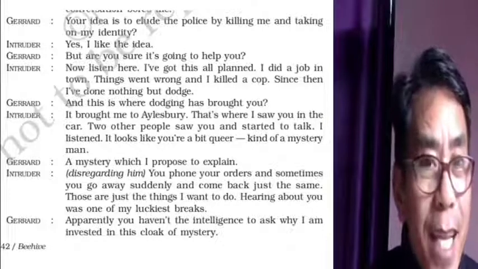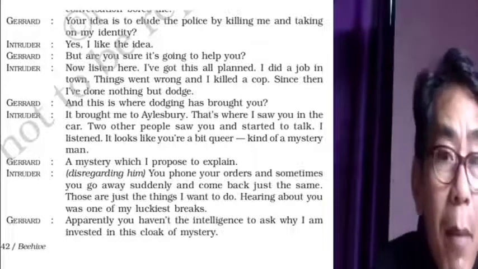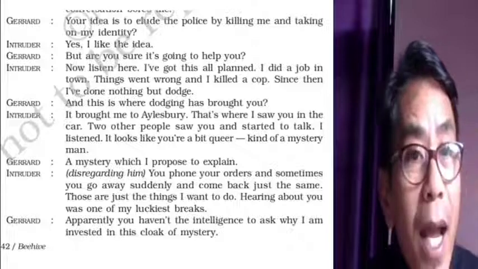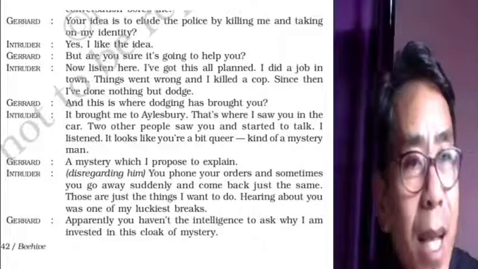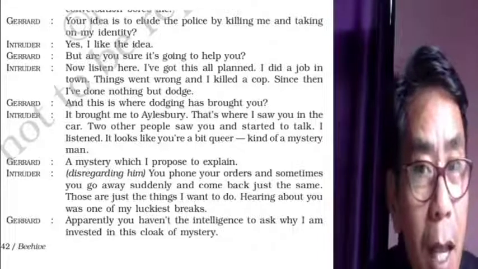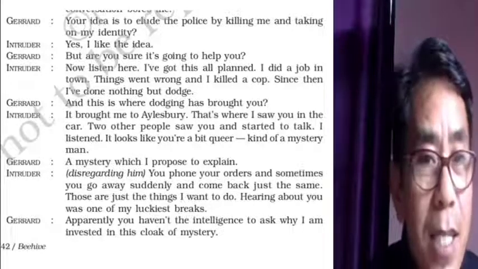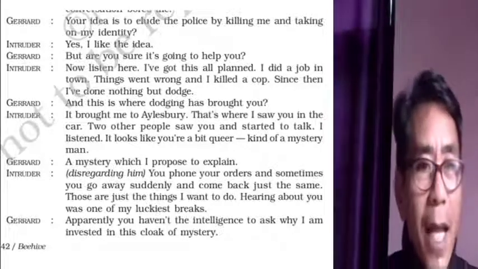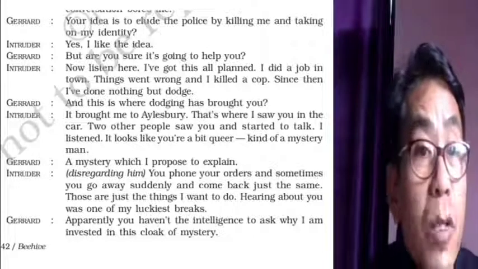So you see that I am a very queer person. I'm a unique person. Do you know why? What is the mystery, do you know? So he asked the intruder. But the intruder knew that he was a very mysterious person, and Mr. Gerard asked whether he knew why he was a mysterious person.